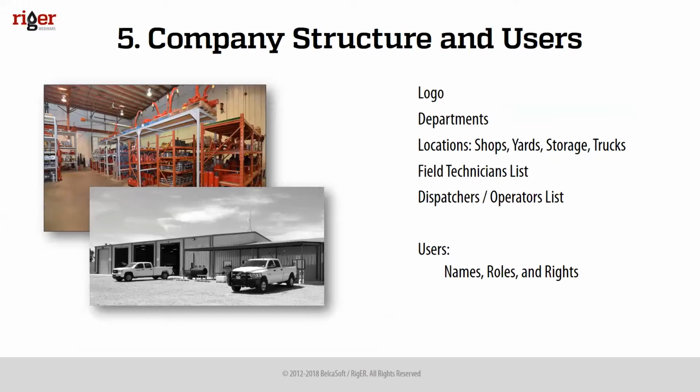Next thing, company structure and users. For the company structure, we need to define what kind of departments we will have, what kind of internal locations, shops, yards, storage, tanks, trucks we will use to track all our equipment and materials and goods. Field technician list, dispatcher operator list, different users' roles and rights. Who will see what? Who will be responsible for what? Who will do what? So the entire business process needs to be described and implemented in RigER.